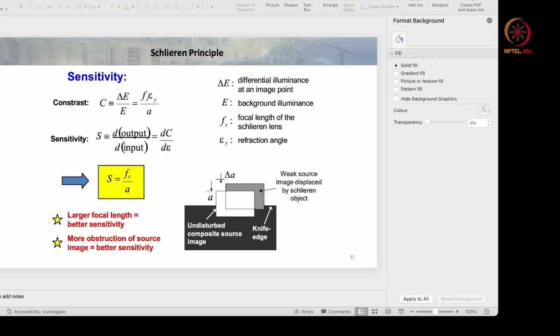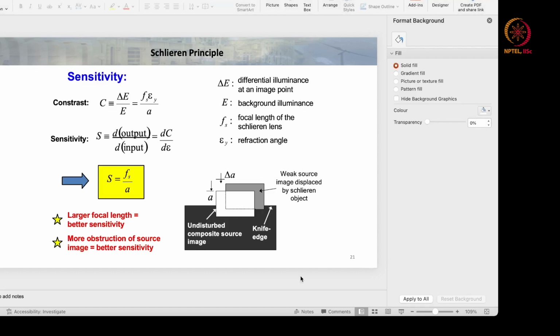All right. So in this particular lecture, if you recall, in the previous lecture we talked about the sensitivity of the Schlieren, and we also talked about what is contrast, what is differentiation, what is background, and the focal length of the Schlieren, how everything is dependent, and what the knife edge does, how it basically displaces. These are all the things we did in the previous class.